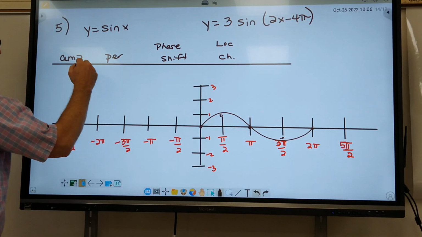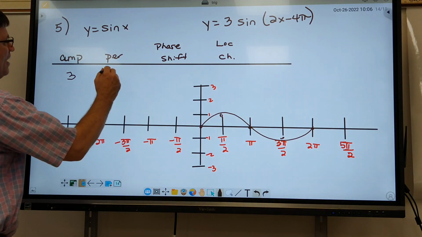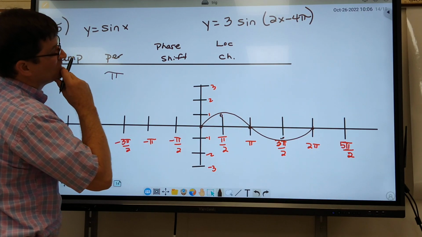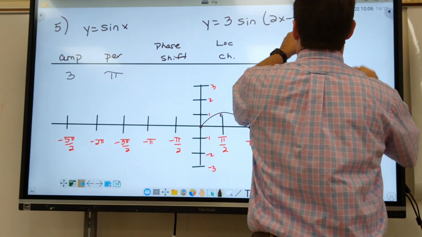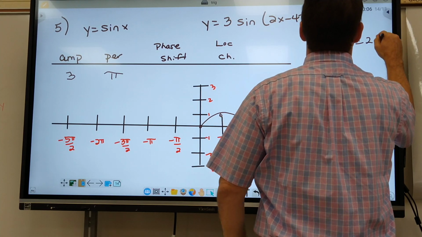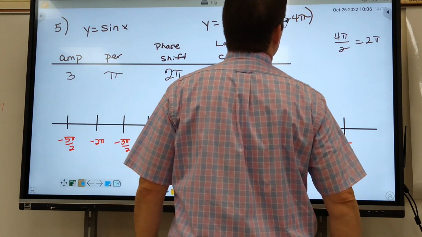So amplitude's going to be 3. What's the period? Pi. Phase shift. Positive 2 pi or negative 2 pi? Let's see. You flip this sign. Got to make it positive 4 pi. You divide it by 2. So it is 2 pi. Phase shift is 2 pi. Is there a location change? No.